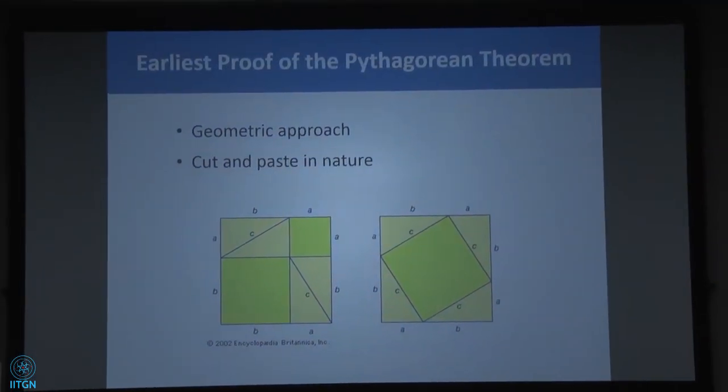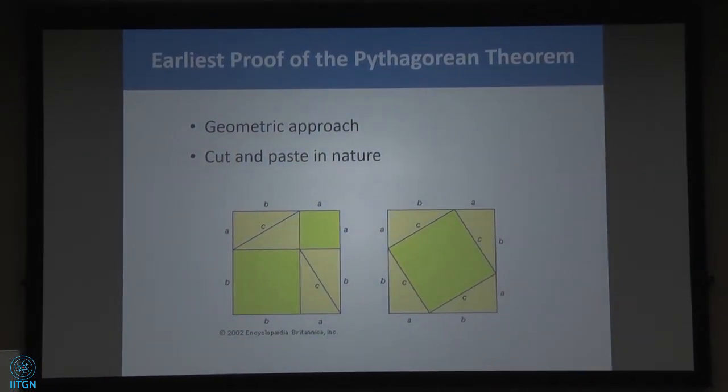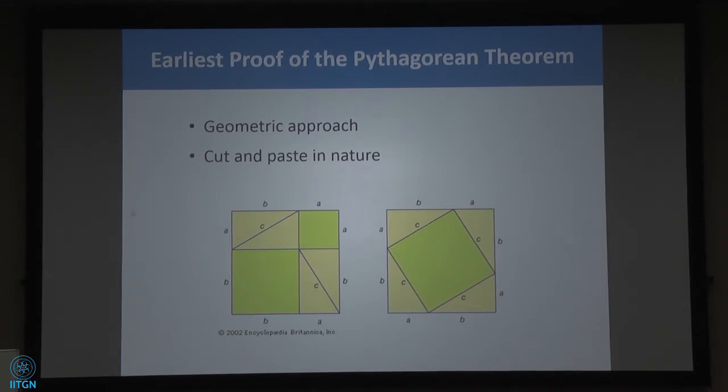Mostly geometric in approach, it takes a cut and paste approach to proving the theorem, to show that the area of these two squares on the sides of the right triangle can be shown to be equal to the area of this slanted square, the area of the hypotenuse, because what's left over, these two triangles, are equivalent to these four congruent triangles.